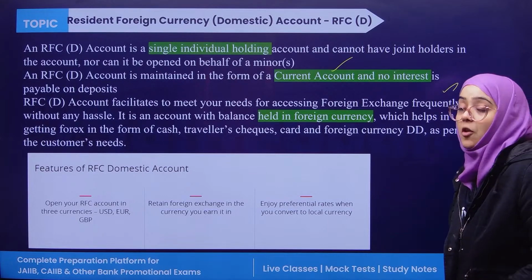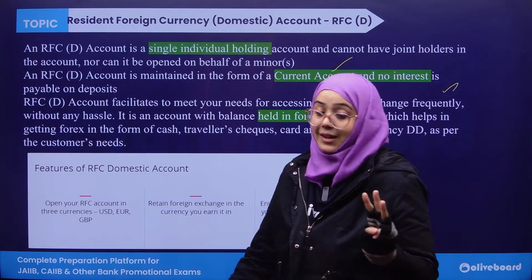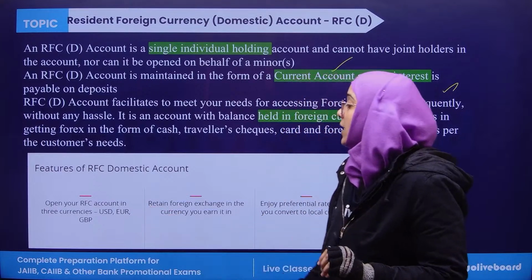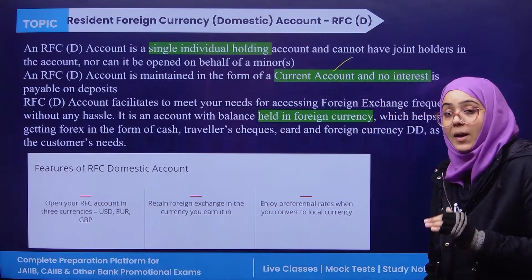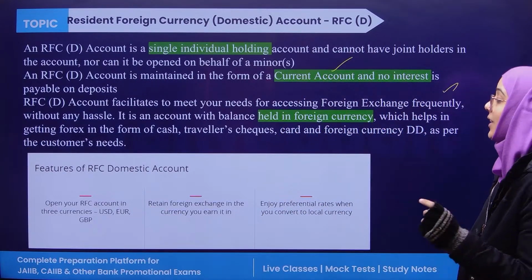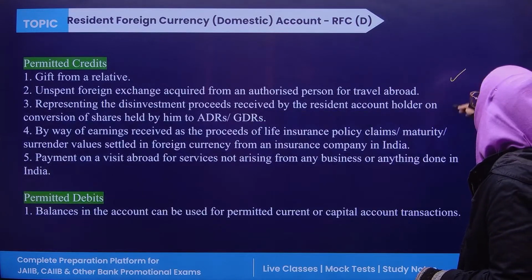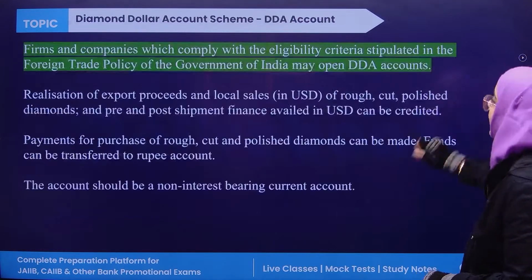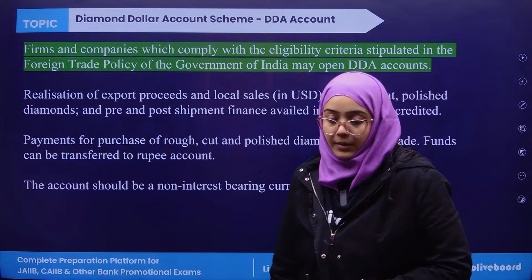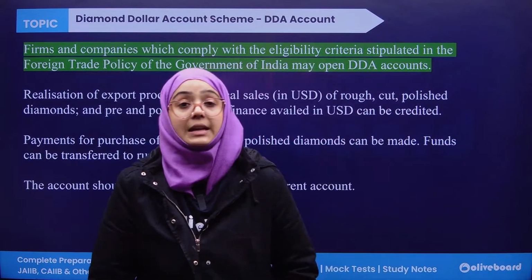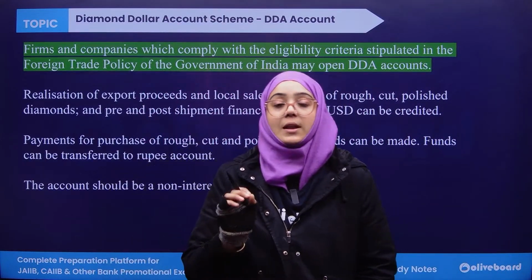Now this account can be opened in three currencies: dollar, euro and pound. You can retain your foreign earnings in the same foreign currency you have earned it. Now these are some permitted credits and debits under this account. Now the last account is DDA, Diamond Dollar Account Scheme.